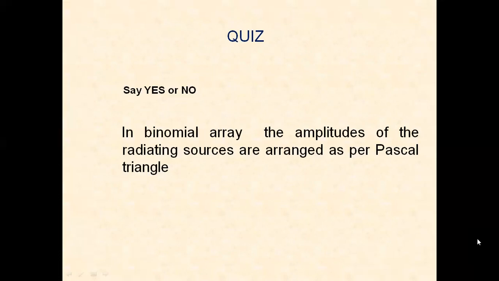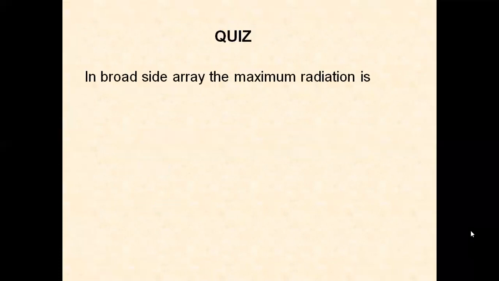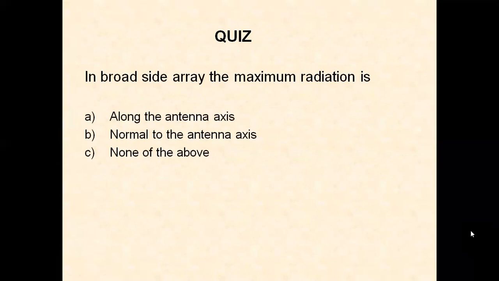In binomial array, the amplitudes of the radiating sources are arranged as per Pascal triangle. Binomial array is as per the Pascal triangle. Yes. In broadside array, the maximum radiation is, options are given: normal to the antenna axis, or parallel. Perpendicular to the array axis, we have maximum radiation for broadside. Along the antenna axis, there is maximum radiation for end-fire. This question is about broadside, so normal to the array axis.